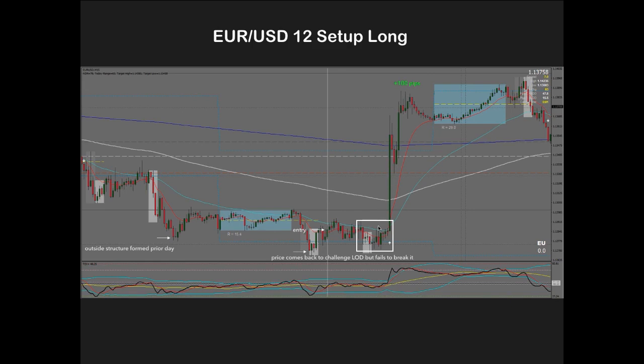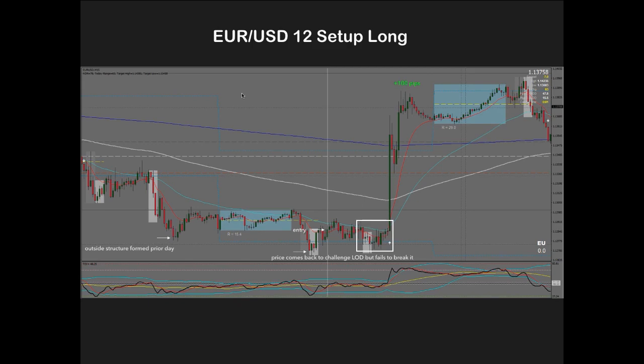But any time before that, obviously you're going to be very happy when you see this candle move up on your setup. But you can see here that price does come back, doesn't break that low, and you can take a second entry here to give it a nice long trade.